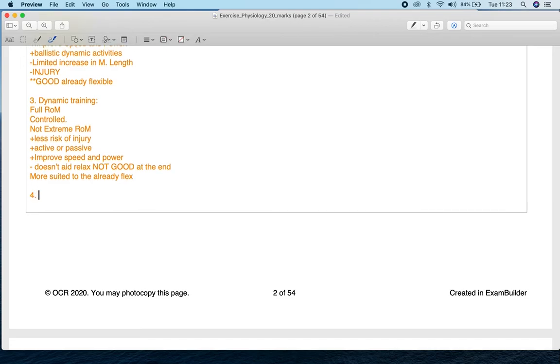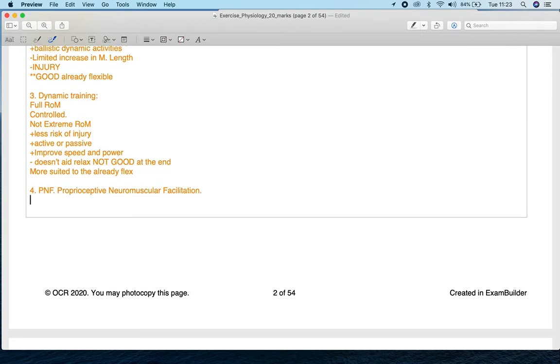Okay, the final type of training, PNF, probably my favorite. This is proprioceptive neuromuscular facilitation. Okay, it's a great term to use. PNF, proprioceptive neuromuscular facilitation. This involves partner work, so you need somebody in order to do this for you.